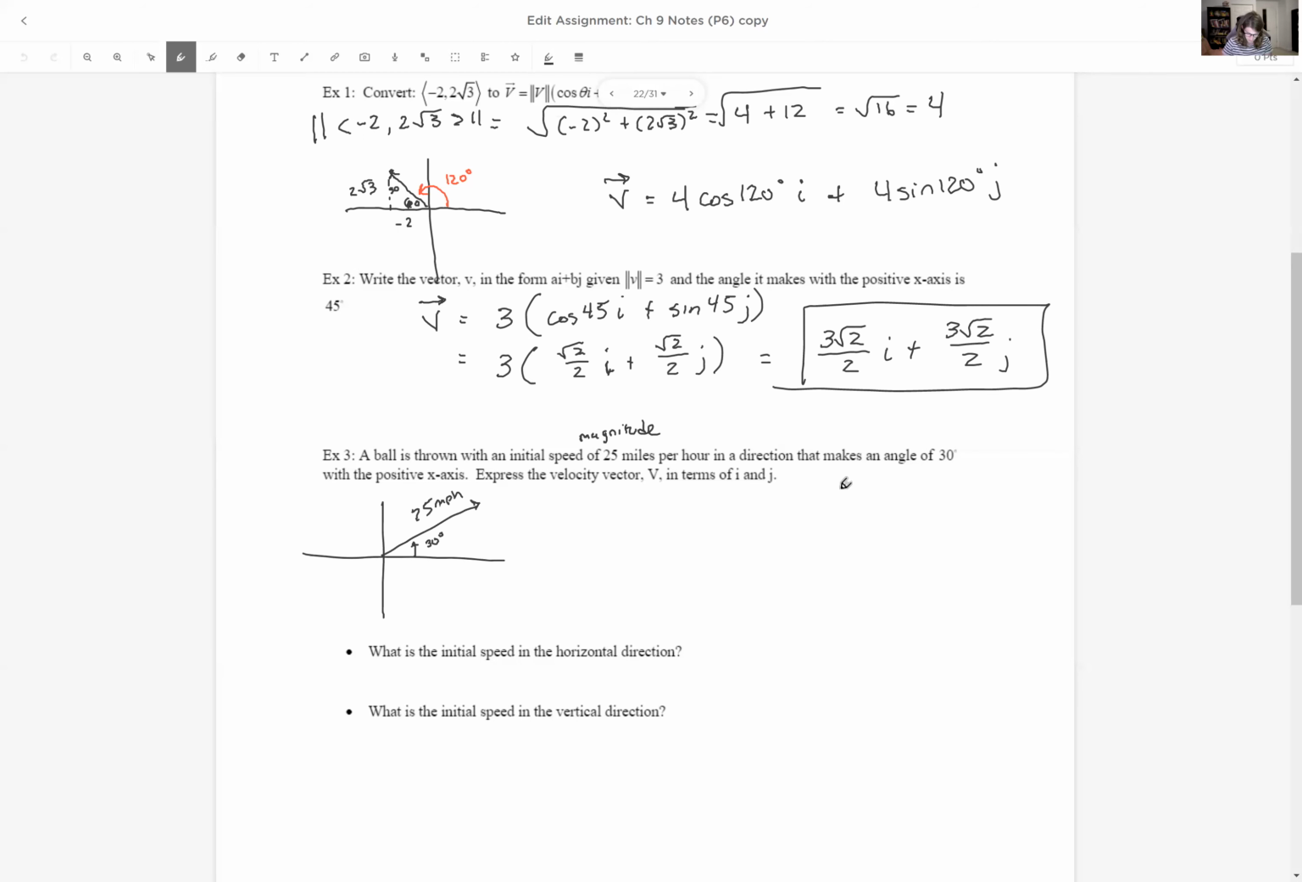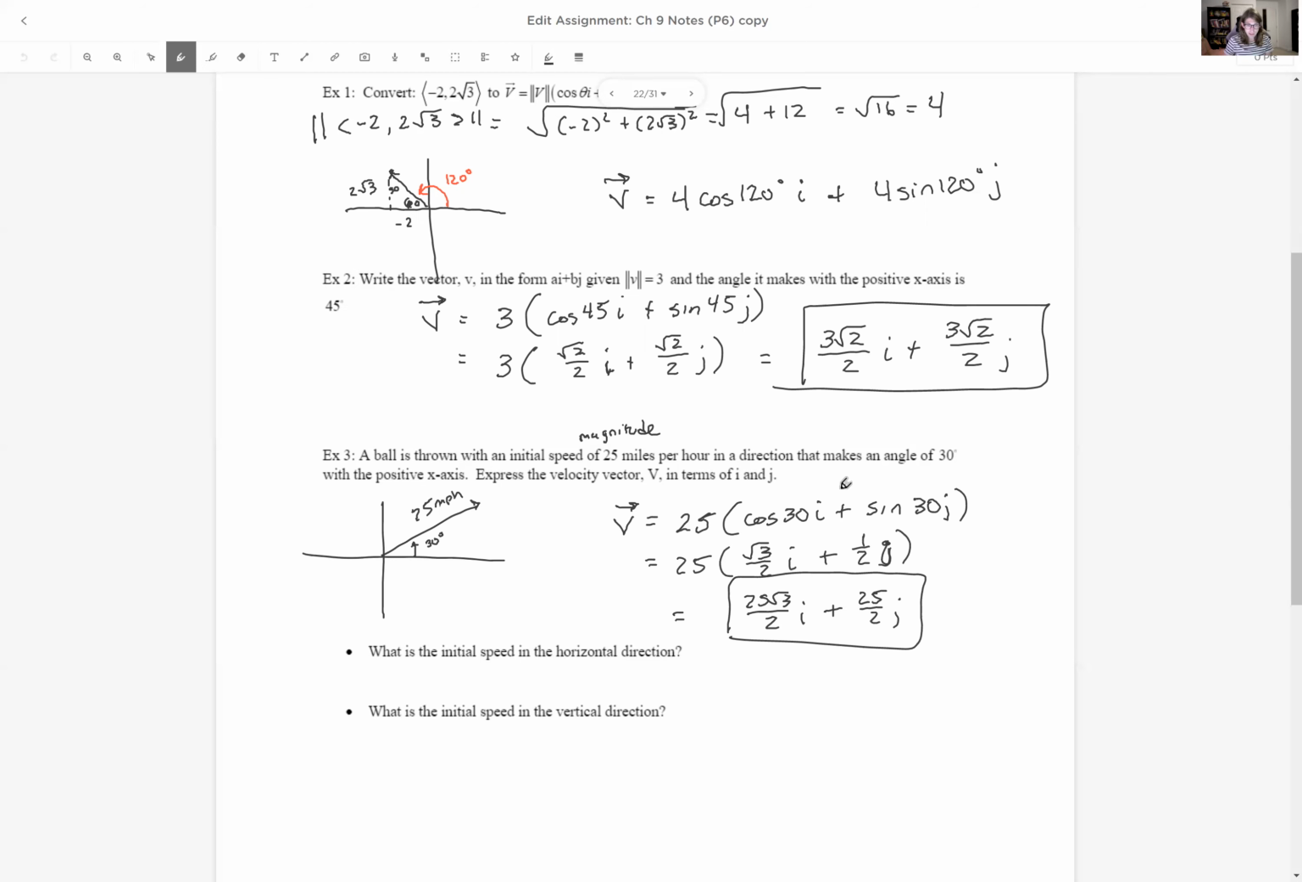Well, we're going to use that formula above. V equals our magnitude, which is 25, and then we're going to plug in 30 degrees into cosine and sine to get our components. Cosine of 30 is root 3 over 2. Sine of 30 degrees is 1/2. So we multiply these by 25, and we get 25 square root of 3 over 2 i plus 25 over 2 j.